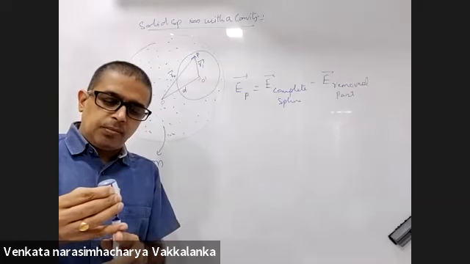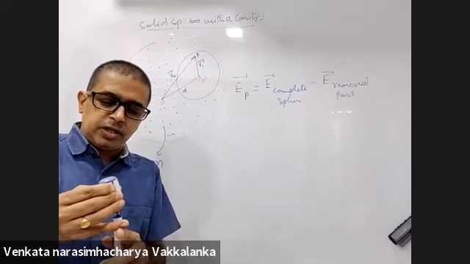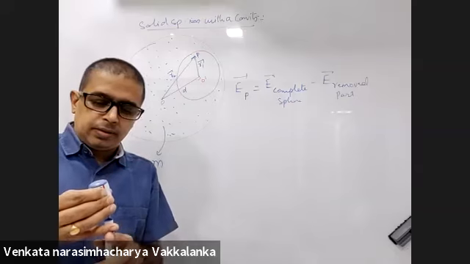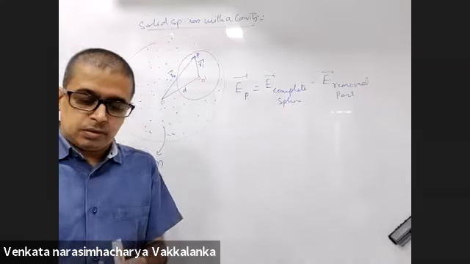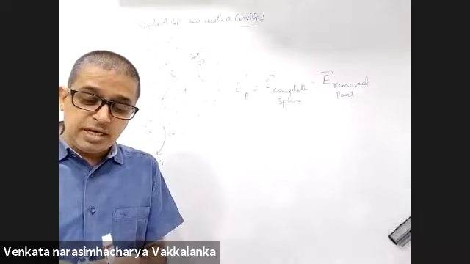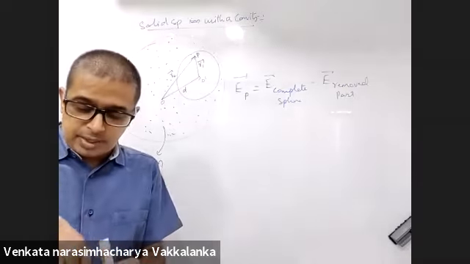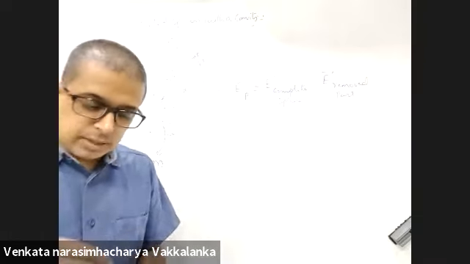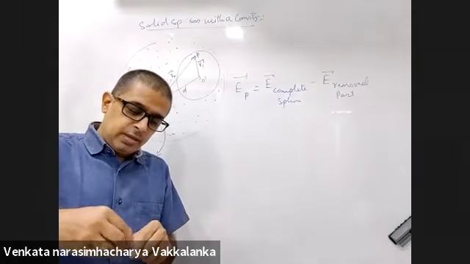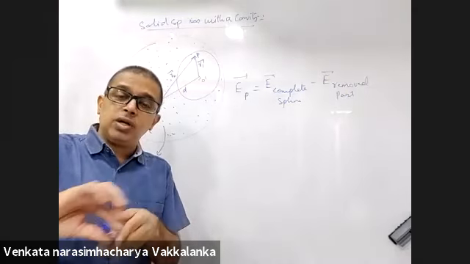Field due to the complete sphere. What is the expression? GM R2 by R cube, capital R cube. GM small r by capital R. Right? Yes, sir. But then that M will be the total mass of the sphere.